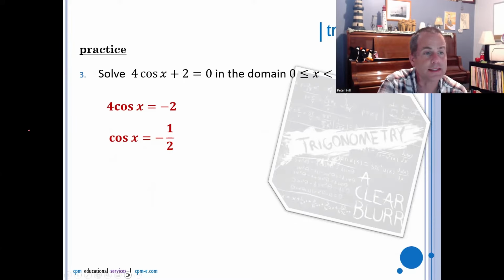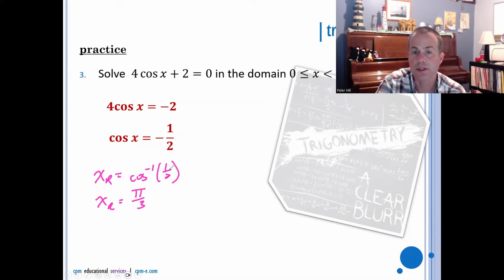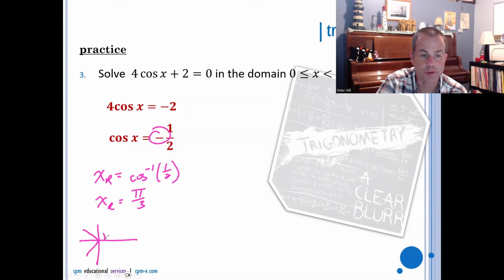Something we like to see in your work is starting by saying that the reference angle is cos⁻¹ of 1/2. The reference angle here would be π/3, because that's when cos is 1/2. Then cos is negative, and I know that cos is negative in quadrant 2 and in quadrant 3. So my answers are going to look like that and like that.